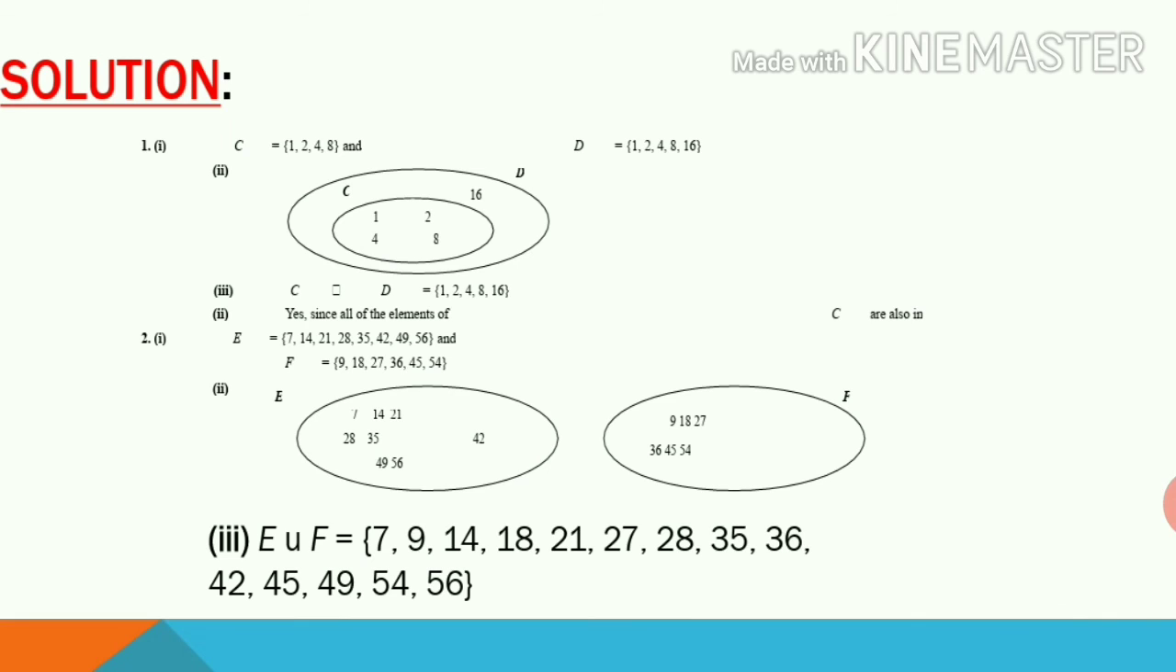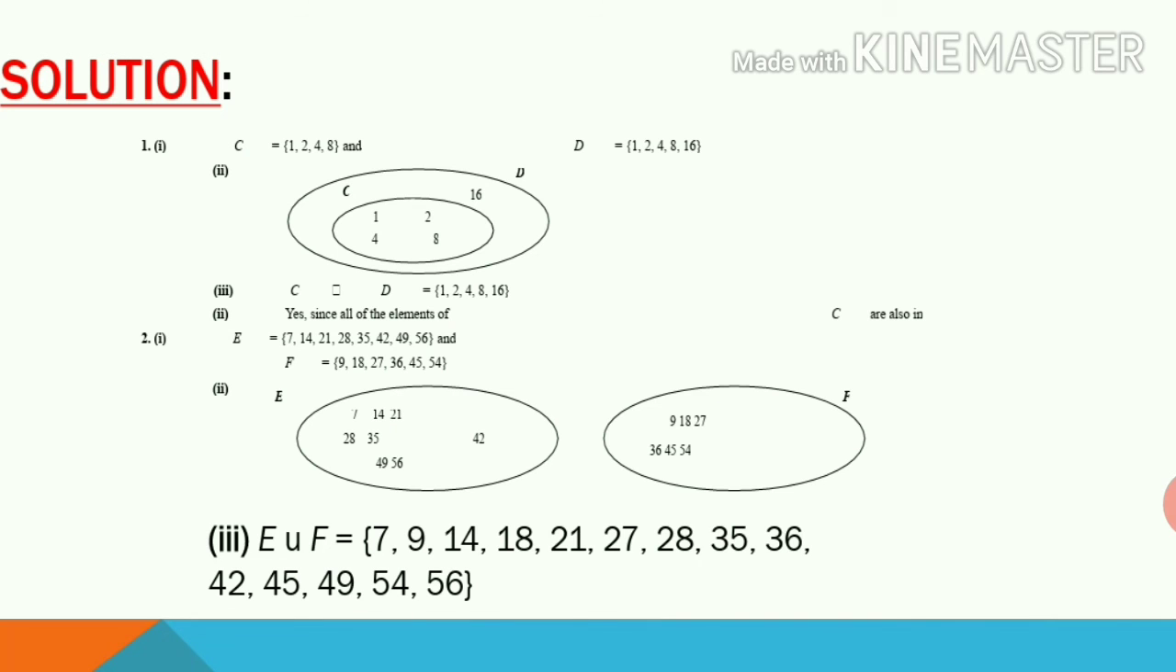In the first circle you will write down all the elements of E and in the second circle you will write down all the elements of F. So in the first circle, in E, you will write down 7, 14, 21, 28, 35, 42, 49 and 56. In the same way, in F you write down the elements of F which are 9, 18, 27, 36, 45 and 54. So this is how you have to draw the Venn diagram to show the elements of set E and set F.